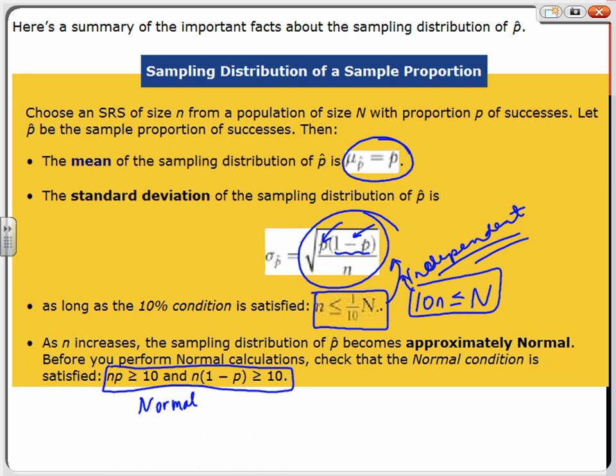The n times p greater than or equal to 10 and the n times 1 minus p greater than or equal to 10 tells me I have at least 10 successes and at least 10 failures. If I have 10 successes and 10 failures going on, then I can say that we can use normal calculations.